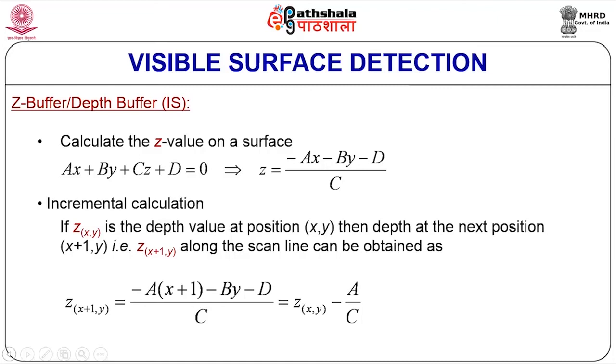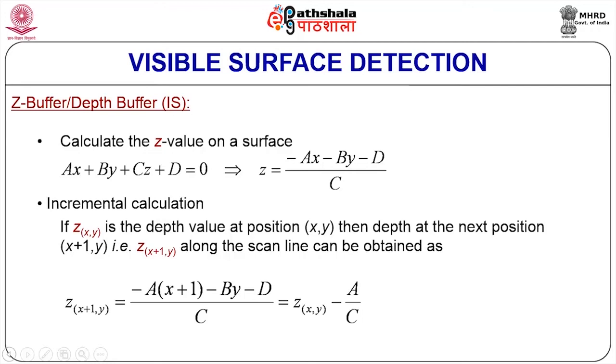So, how do we know what is the depth of a polygonal face? Given a polygonal face with the equation ax plus by plus cz plus d is equal to 0, how do we compute depth? Depth is the z for a polygonal face. How do we compute z? z is equal to minus ax minus by minus d by c, and we do not have to really do this for every pixel position.